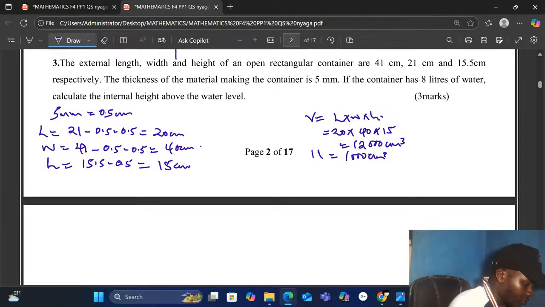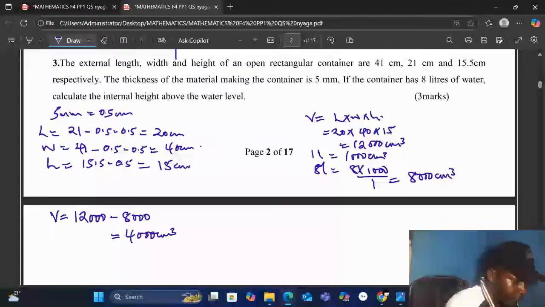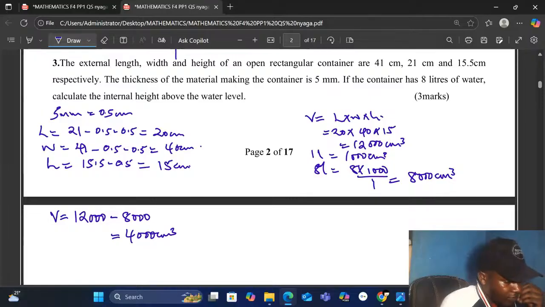Now we know that 1 liter is equal to 1,000 cubic centimeters. Therefore, what about the 8 liters? So the 8 liters will be 8 times 1,000 cubic centimeters, and we shall remain with 4,000 cubic centimeters. That is now the volume occupied by 8 liters of water.